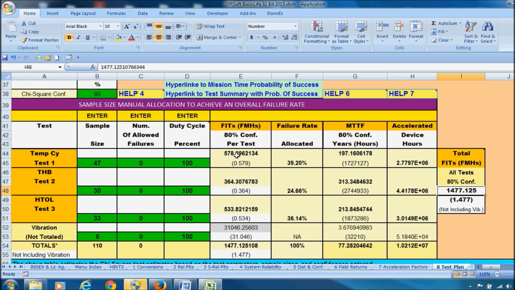And it provides you the results, the chi-squared results, the fits or the failures per million hours obtained per each test, and the roll-up for that, and the failure rate percent, as well as the total fits here. And also to the right of this, you can go back and forth with sample size. It's difficult to know what is the right sample size.